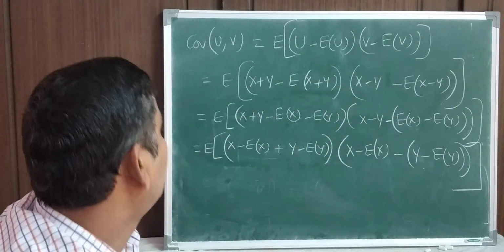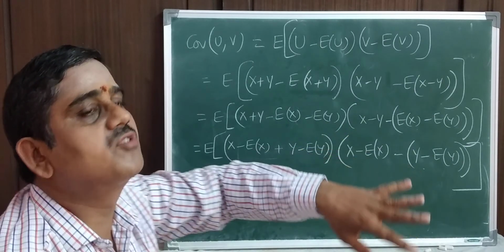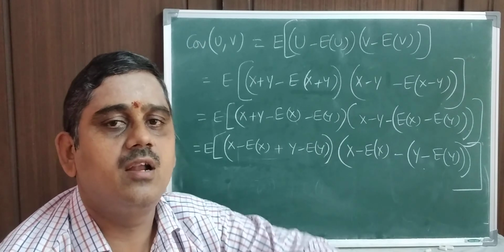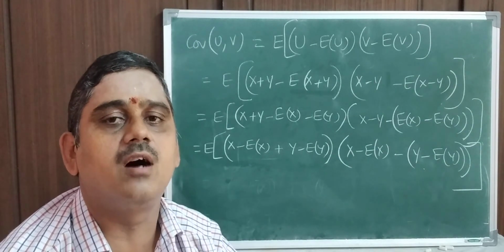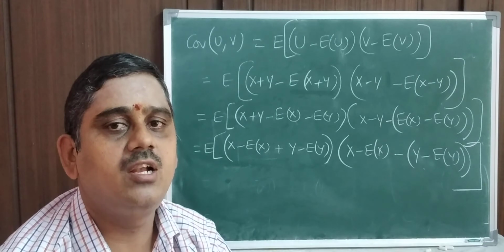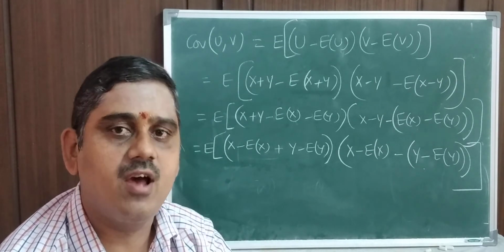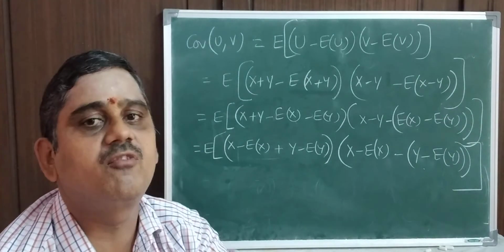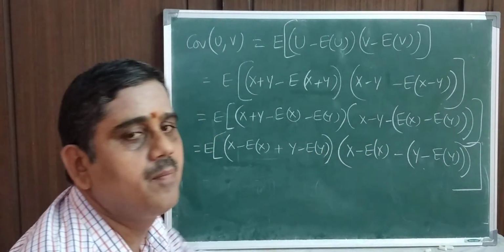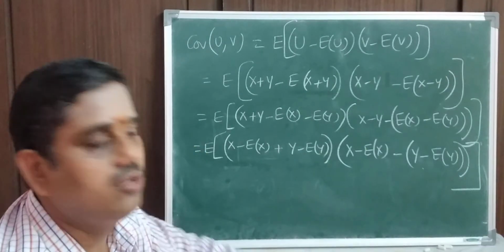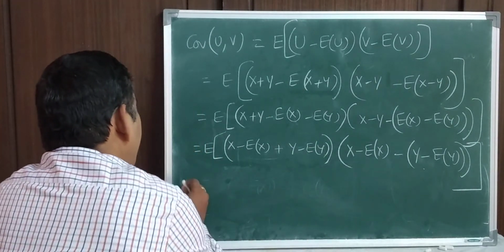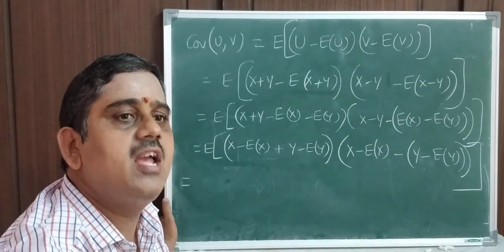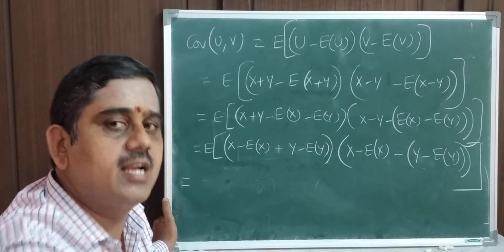Right. So now there are two terms, x minus expectation of x and y minus expectation of y. If you square, multiply, and then take expectations, you will get 4 terms. So (a plus b) into (c plus d), you will get 4 terms. Get the 4 terms and take expectations. I am doing simultaneously multiply and take expectations.